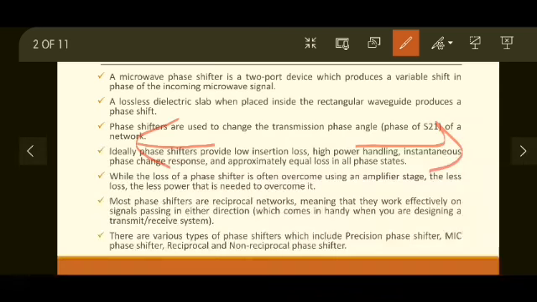While transmitting, a phase shift should be provided in the outward direction, and while receiving, a phase shift may be required in the inward direction. So if we are using a transceiver, the phase shifter should be able to do that in both directions. So they are usually reciprocal networks.